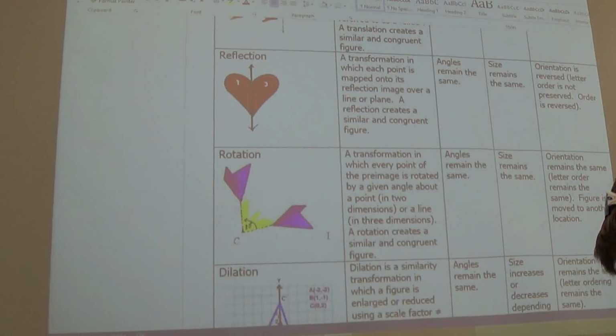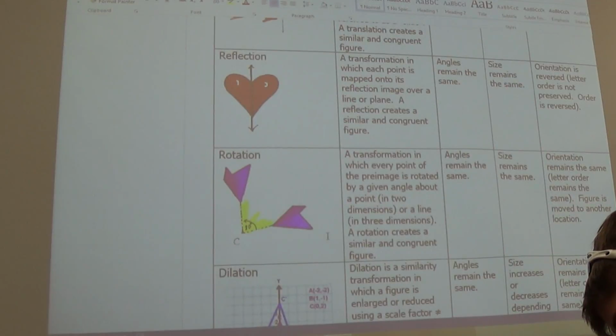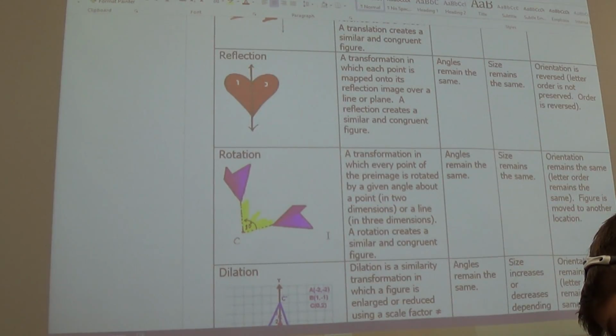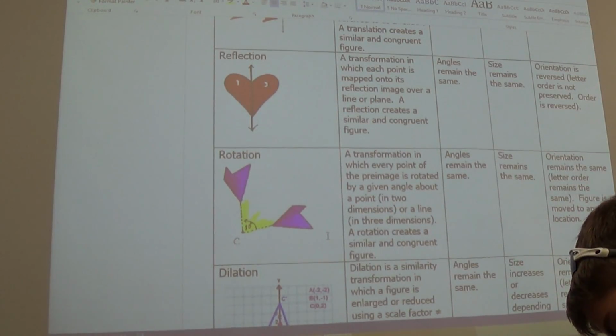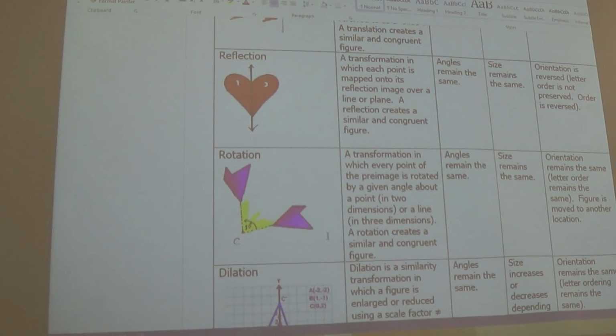A reflection is a transformation in which each point is mapped onto its reflection image over a line or plane. A reflection creates a similar and congruent figure. Again, a reflection is isometric. It maintains all the congruent sides and congruent angles. It doesn't change in shape. So the angles remain the same, the size remains the same, but now the orientation is reversed. Letter order is not preserved, so it's not in the same order. It's reversed from what it was.